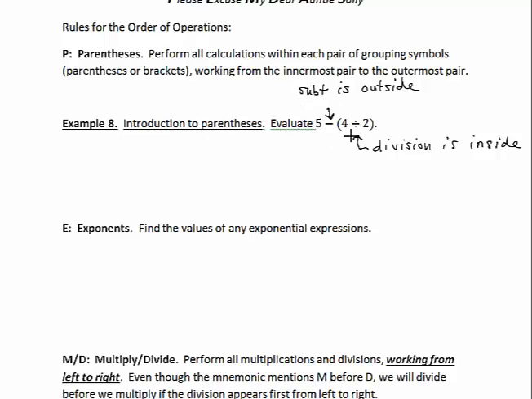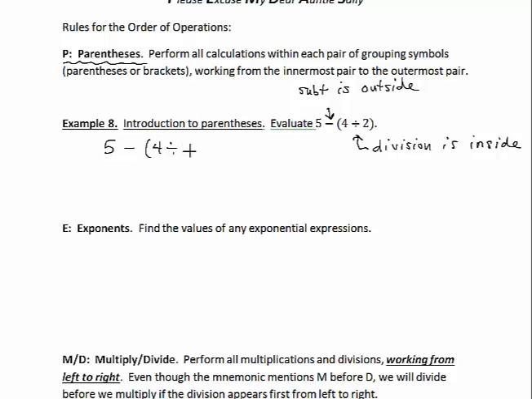We don't go from left to right, as you might assume, in all cases. We follow the order of operations, which tells us that we do parentheses first. Look inside the parentheses. There's only one operation. It's division. We have to do the division before we do the subtraction. So what does that look like? I'll go ahead and write this out again.